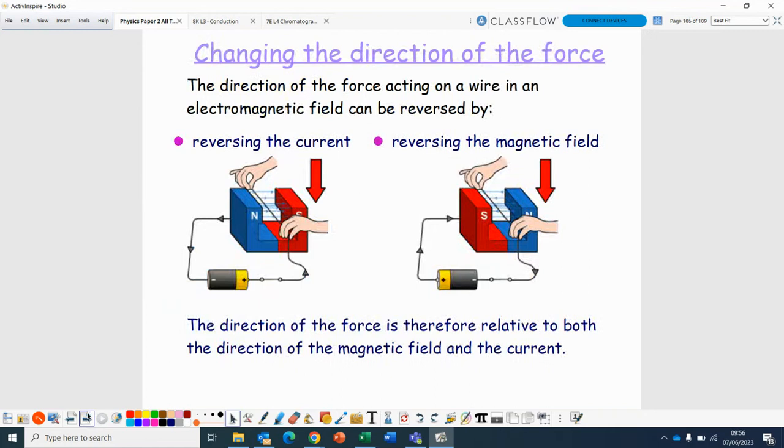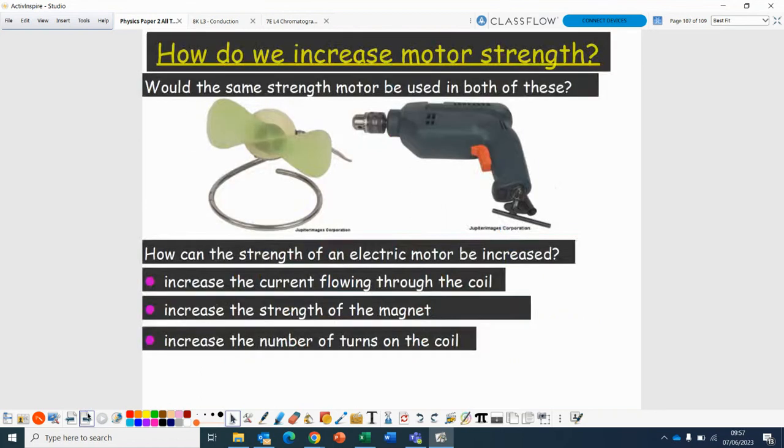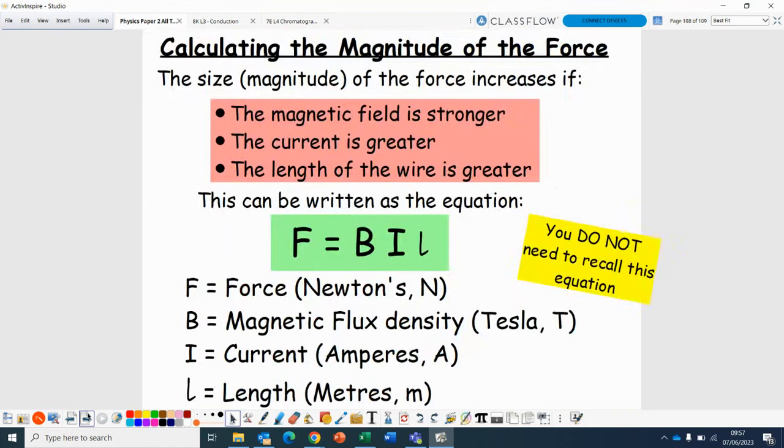If you want the wire to move up rather than down, then what you need to do is you need to reverse the current or reverse the magnetic field. If you want to make your force be bigger, you can increase the current, make the magnet stronger, or increase the number of turns. And the final bit, FBIL, they really like using this equation.